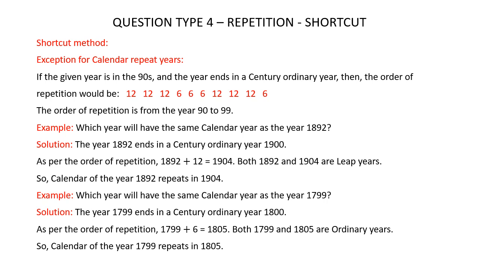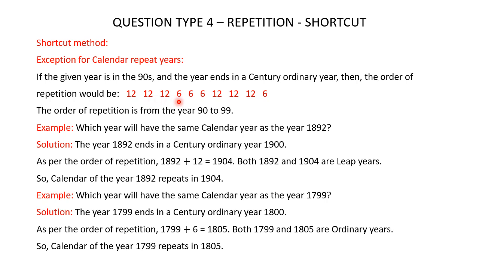Now the exception is if the given year is in the 90s and the year ends in a century ordinary year, then the order of repetition would be 12 12 12 6 6 6 12 12 12 6. The order of repetition is from the year 90 to 99. This means if the given year is 90, then you have to add 12 to get the repeat year. If the given year is 91, then you have to add 12 to the given year to get the repeat year.